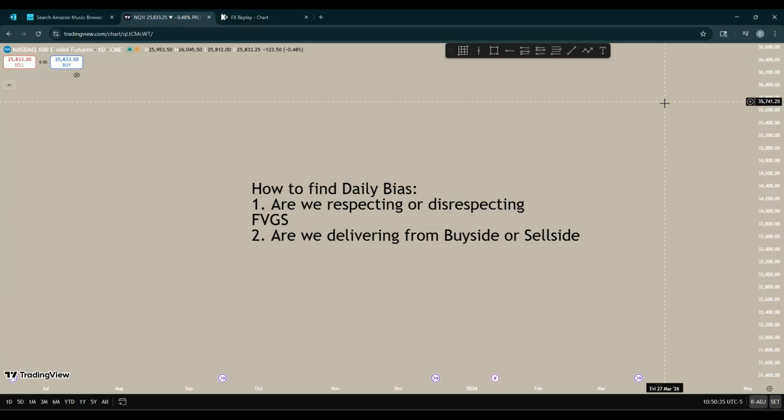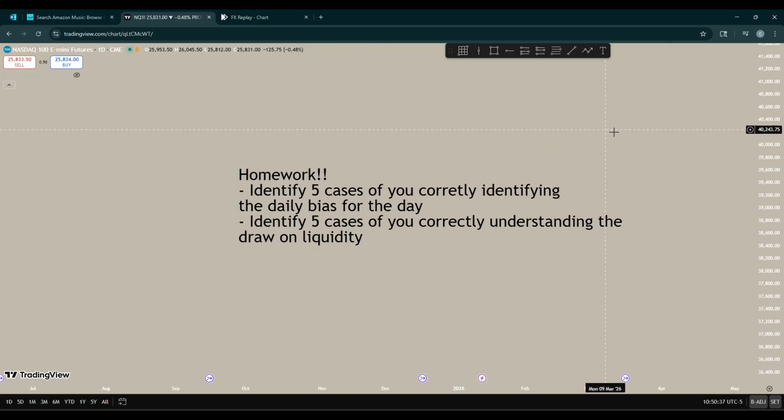So let's get into your guys' homework for the day, all right? Your homework is to identify 5 cases of you correctly identifying the daily bias for the day and identify 5 cases of you correctly understanding the draw on liquidity. So that's exactly what I just did. You just got to do it 5 times, all right? Get those reps in, find a time, put it on your calendar for today. Okay, I'm doing this at 3 o'clock.